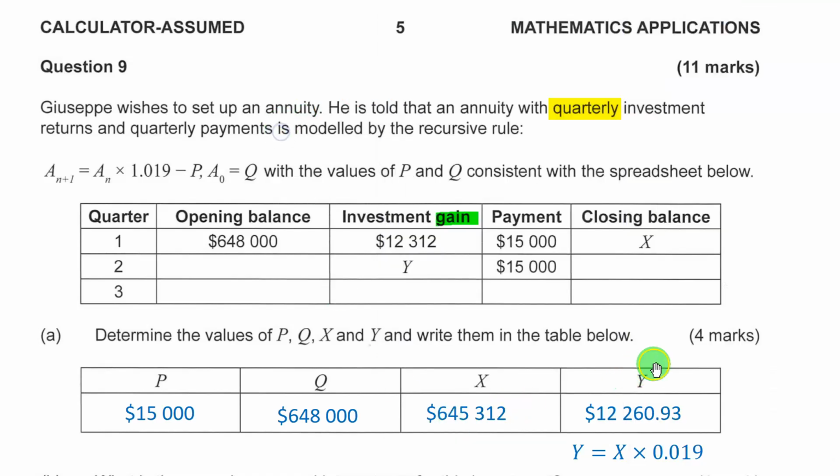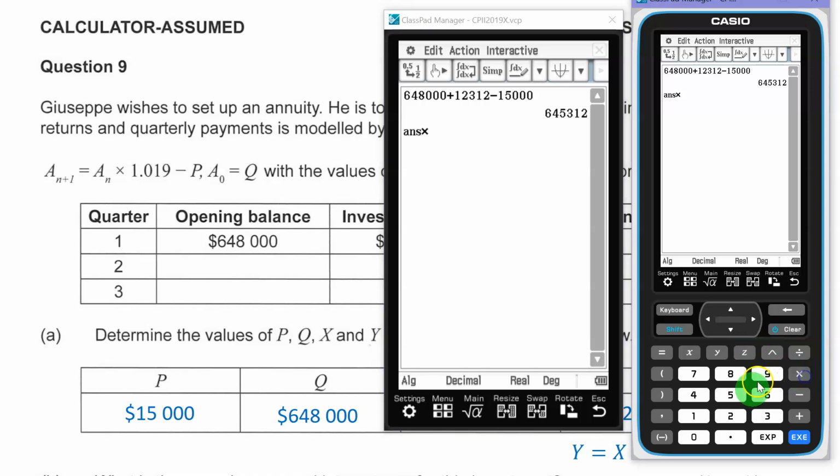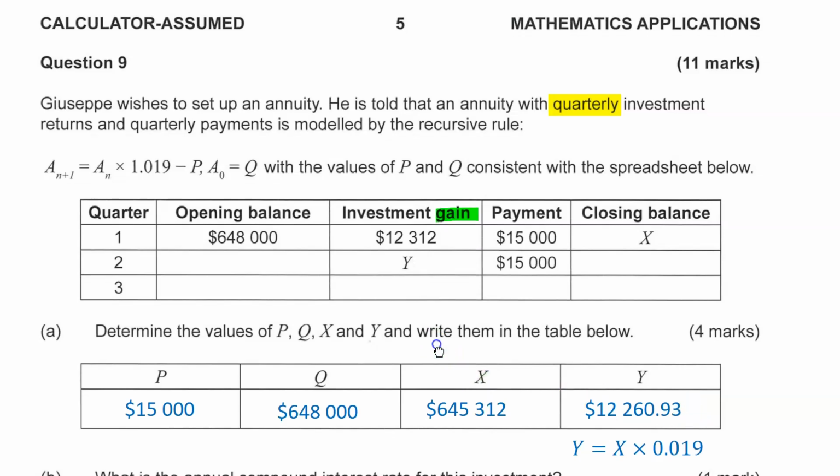And then the value of Y is, where is Y? So the closing balance would go forward to be the opening balance for the second quarter, and then Y is the interest on that balance. So we need to multiply the value we just calculated, X, by 0.019. Let's do it. So now we'll just, on the next line, times by 0.019. And there's the value of Y. We obviously need to round it to the nearest dollar and cents. So $12,260.93 goes in there.